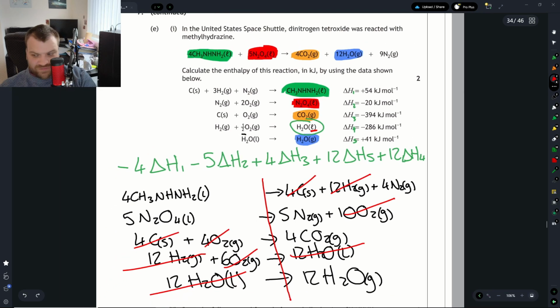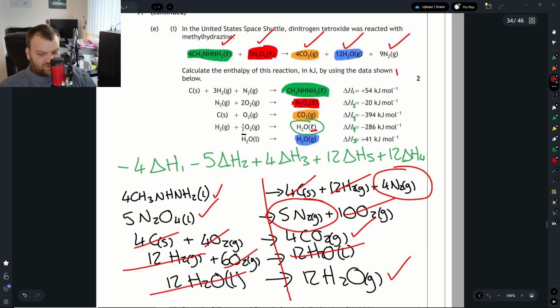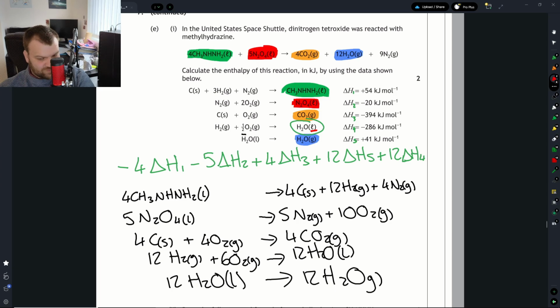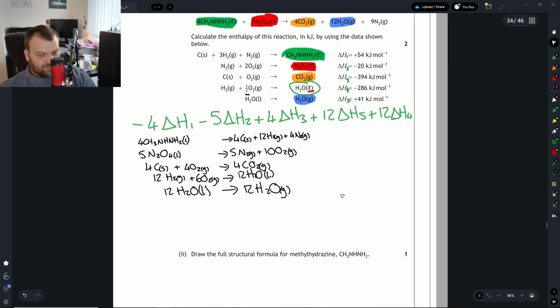So when we go up to here, we're supposed to have 4 of them, we do. We're supposed to have 5 of them, we do. We're supposed to have 4 CO2s, we do. We're supposed to have 12 waters as gas, we do. And we're supposed to have 9 nitrogens, which we do with the 4 and the 5. And that's what I was saying earlier, it fixes itself as you work through. That means that we have the correct relationship between the different values. If you find that that's going to take too long a time, it's quite a bulky example of this type of question. We could just put the numbers in and hopefully we've got them arranged correctly.